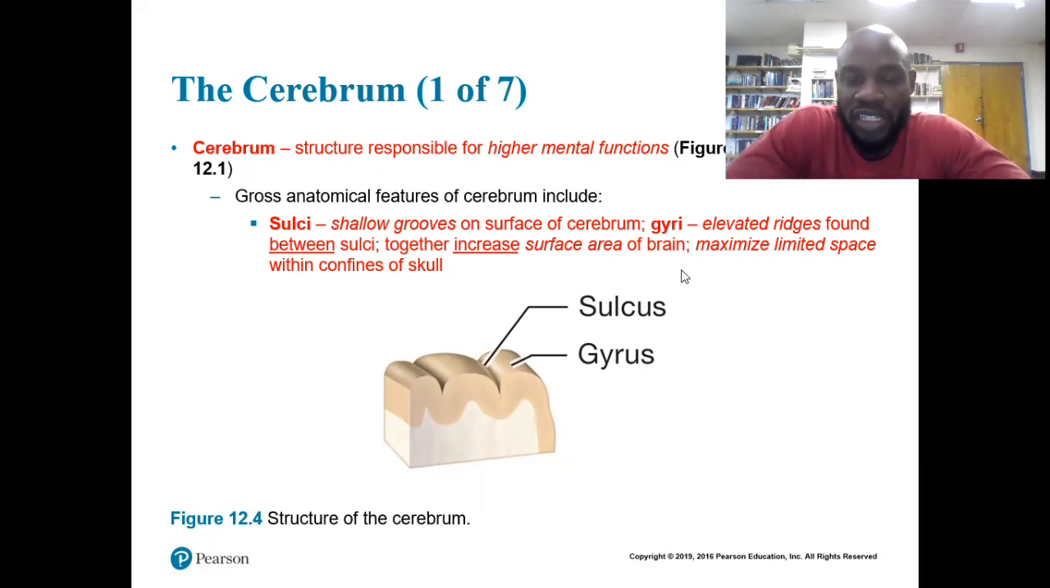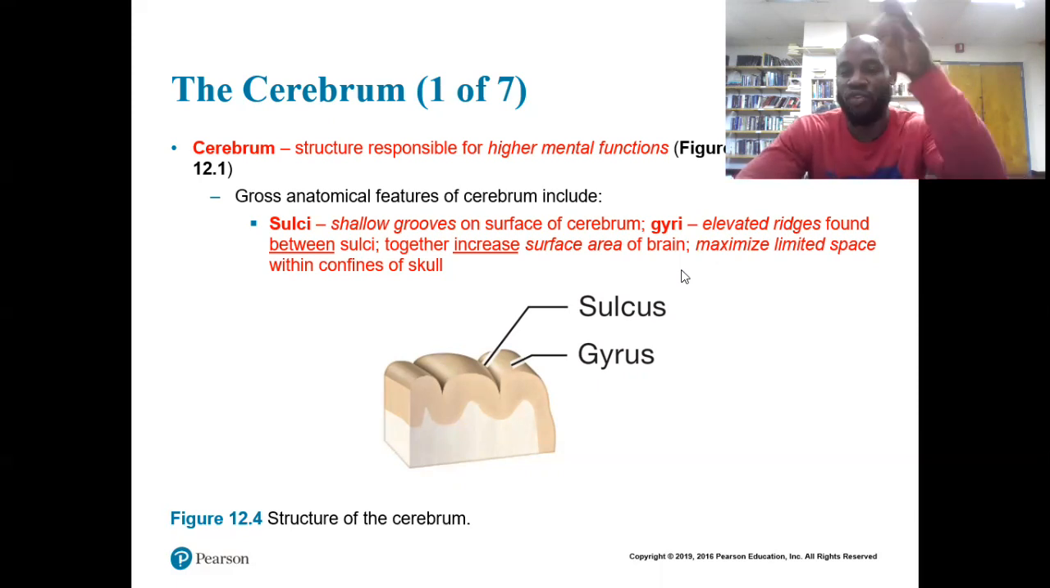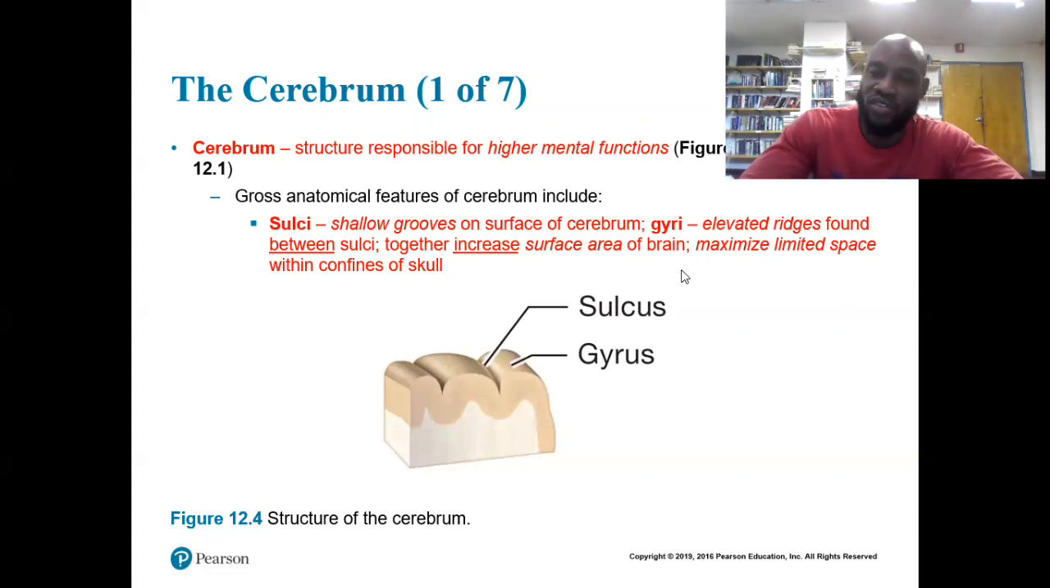But let's talk about its anatomy. We all know the brain to have these sort of grooves in it. Looks sort of spongy almost. They have shallow grooves on the surface, which are called sulci. And then it also has these elevated ridges between these shallow grooves, gyri. Together, they increase the surface area of the brain. You don't have much space within your skull, so having that sort of folded looking structure on the surface increases the surface area. More brain can fit into your skull.